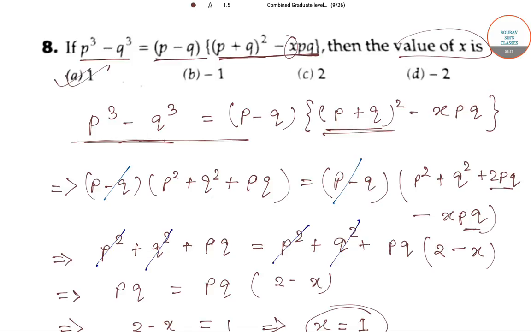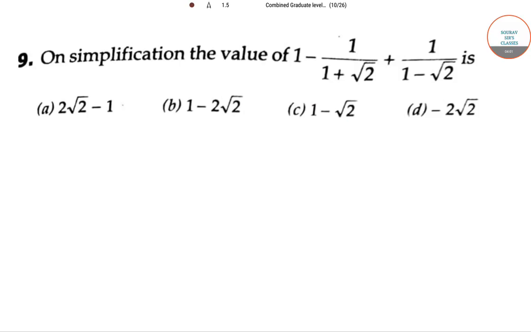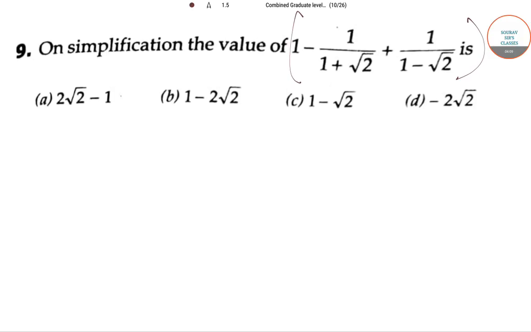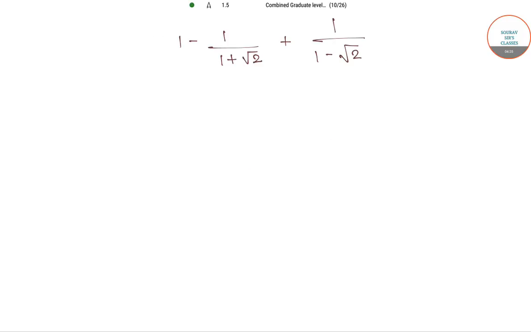Let's see our next math. So here we have a simplification. We have to simplify this math. So now let's write it again: 1 minus 1 divided by (1 plus root 2), plus 1 divided by (1 minus root 2). So we have to simplify this.